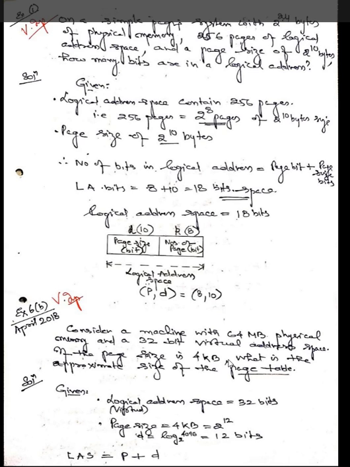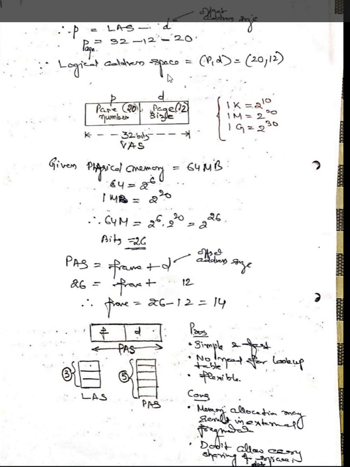Now what is being given in this case is 32 bits. That is the logical address space. So 32 is given here and this is 12. So what is the number of pages? It is 32 minus 12, so that is 20 bits for pages. So that is what is given here. So P and D are 20 and 12.